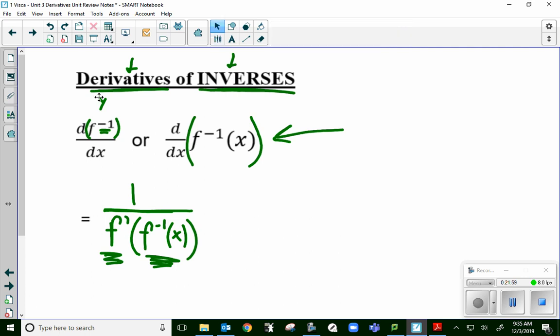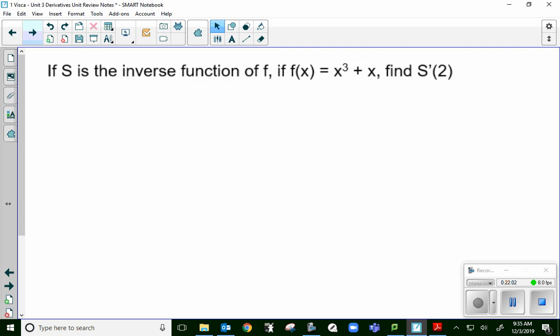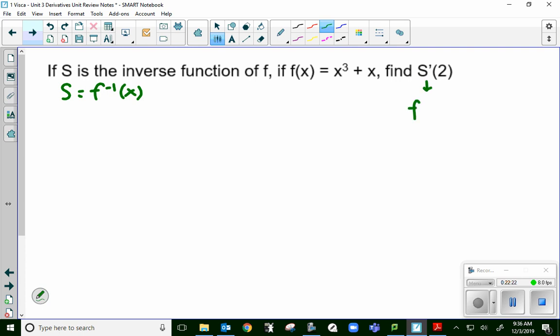Let's apply this to a problem. If S is the inverse of F, so S is f negative 1 of x, and f of x is x cubed plus x, find s prime of 2. If they're saying s prime of 2, that's like saying s is the inverse, right? They want you to find the derivative. This is the derivative of s, which is the derivative of the inverse of x at x equals 2. Or better yet, we can do this.